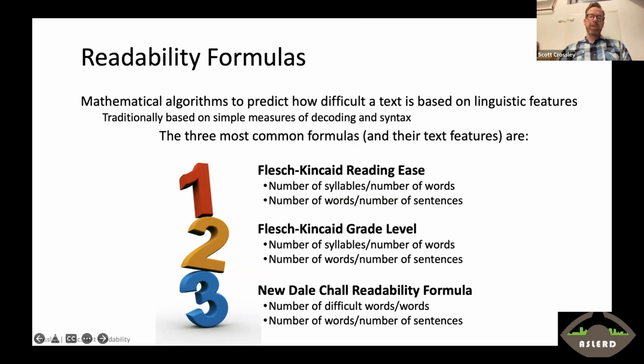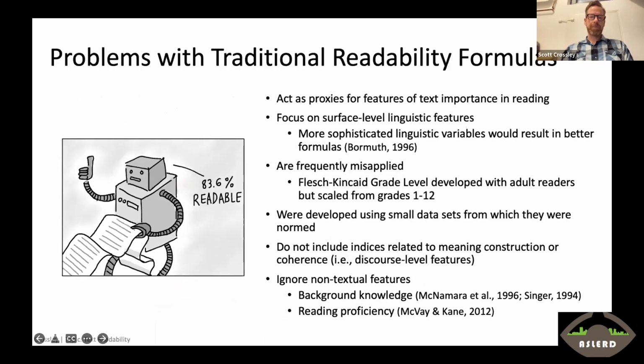One problem with these is that they're very much focused on very simplified text features. So Flesch-Kincaid reading ease and Flesch-Kincaid grade level basically say, hey, if words are shorter on average, the text is easier to read. And the other thing they say is that if a sentence is longer on average, the text is harder to read. So they're trying to get at word decoding, and they're trying to get at syntactic complexity.